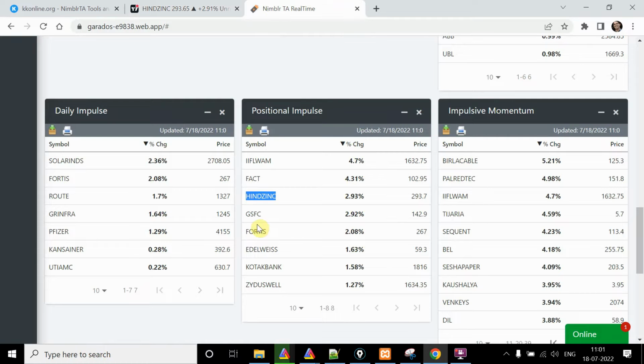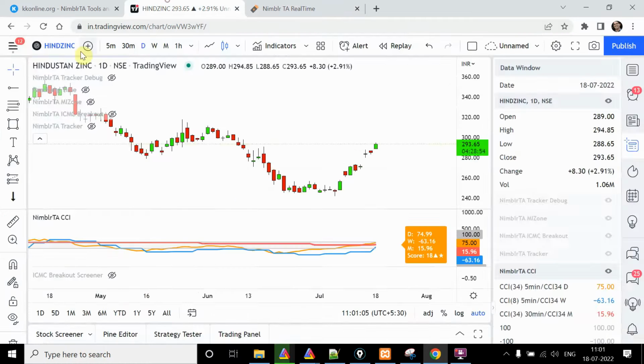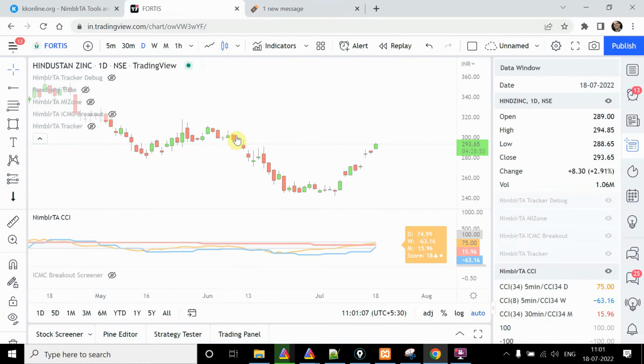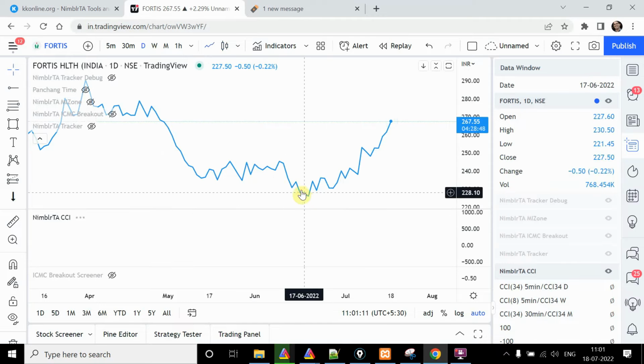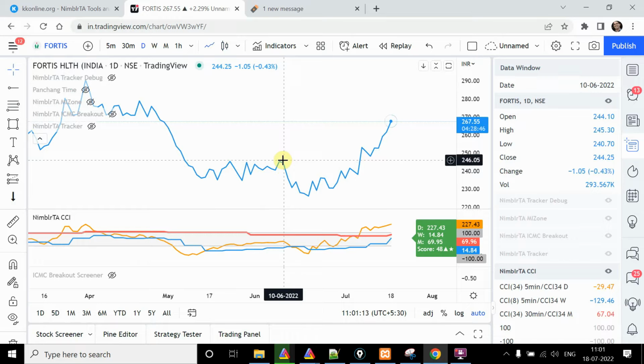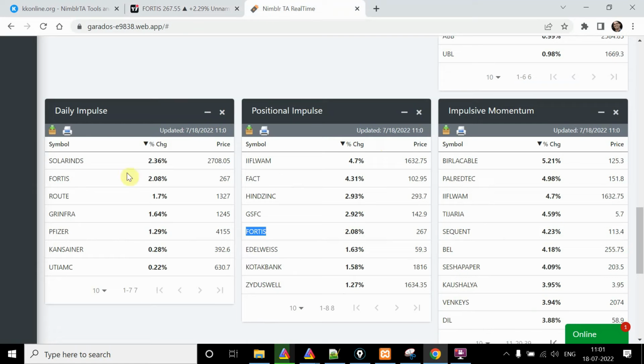Similarly, if you go for another stock, Fortis over here, right? A recent low has been formed and the recent high has been crossed. There was a no overlap over here and it has been crossed on the upside. That is why it's a positional impulse, which can last for multiple days.